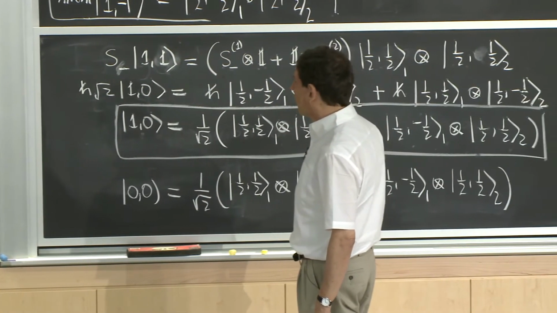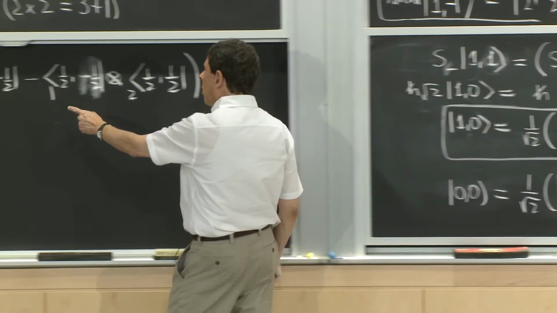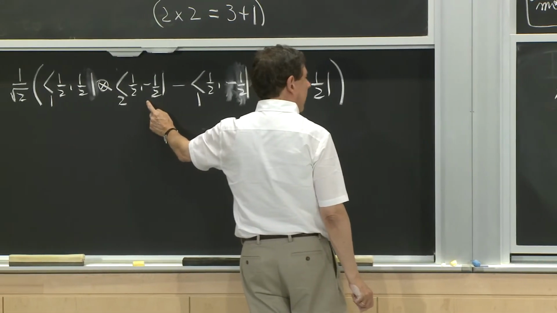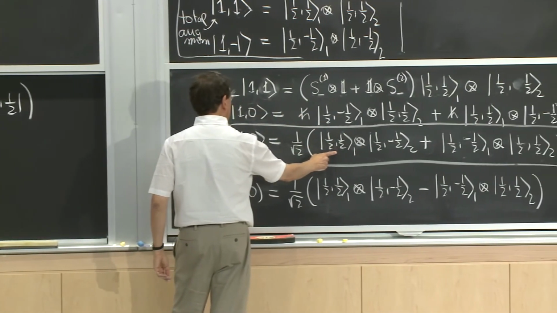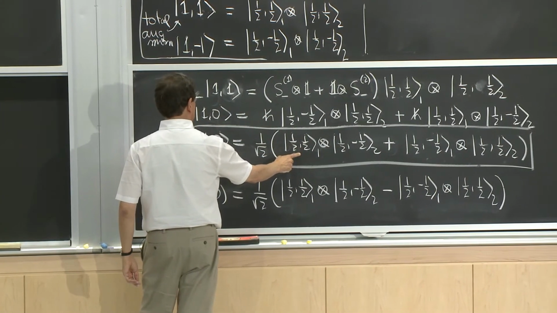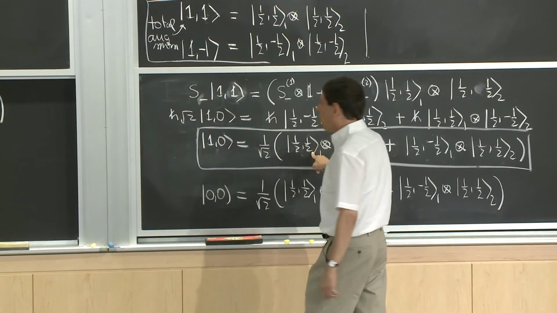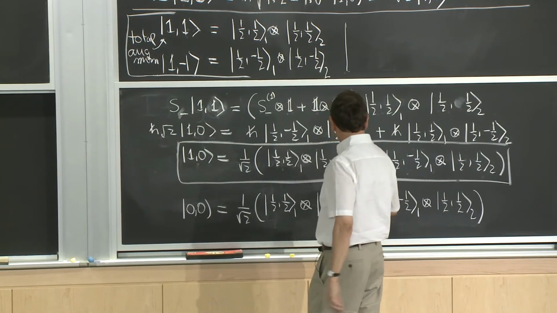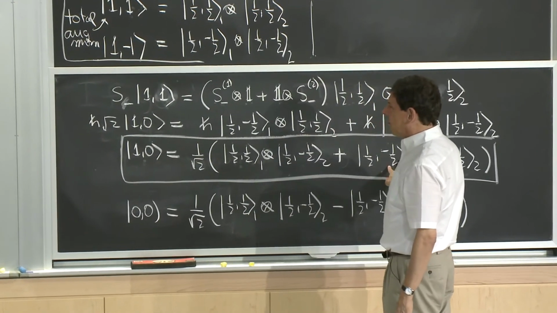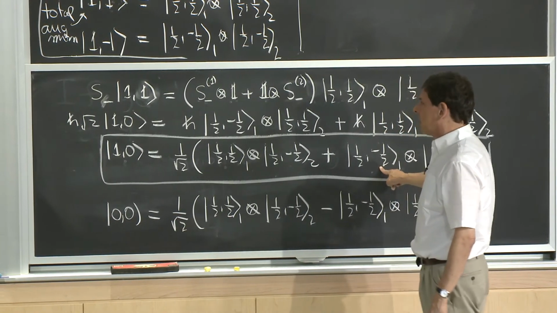Now, the first term here would hit the first term there, and it would give you a factor of 1, because the m's are well coordinated. On the other hand, the first term there gives 0 when it hits on this vector, because the m's are opposite.